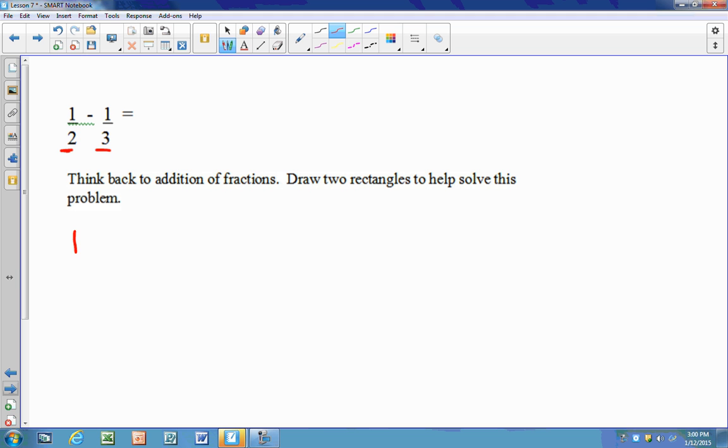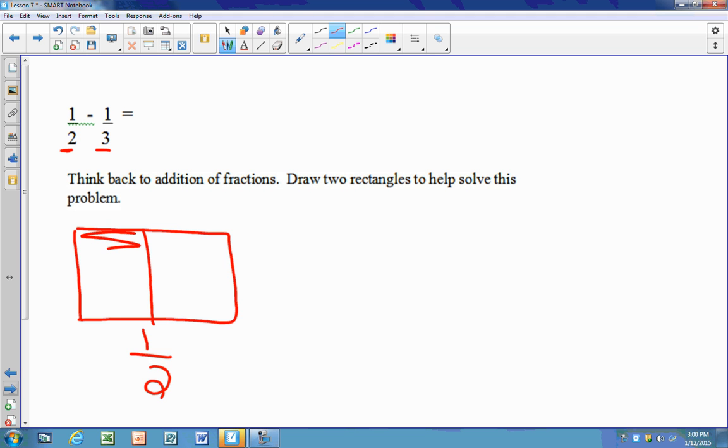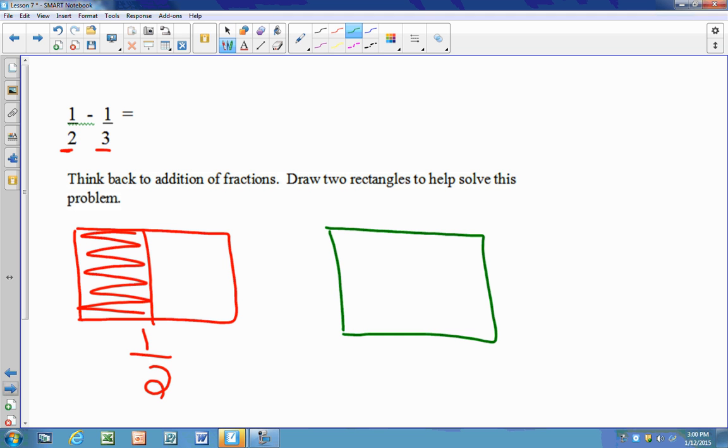So I need to draw a rectangle to represent my first fraction, and I draw a line vertically, and I shade it in. Then I need to draw my second rectangle, which is 1/3, and I draw it horizontally, and I need to shade in 1/3. So I have 1/2 minus 1/3.